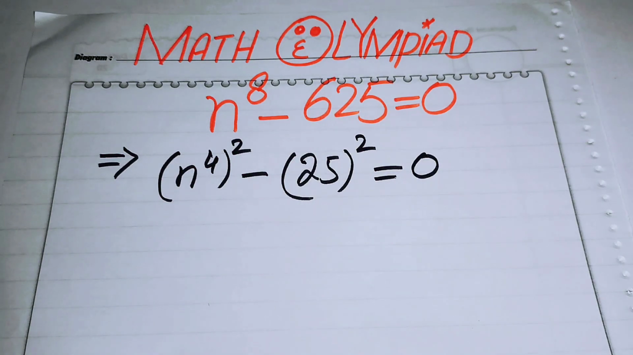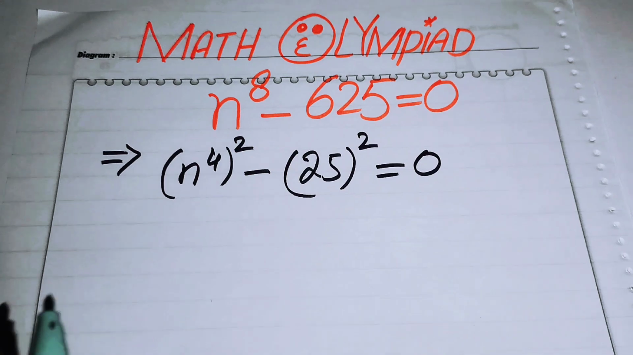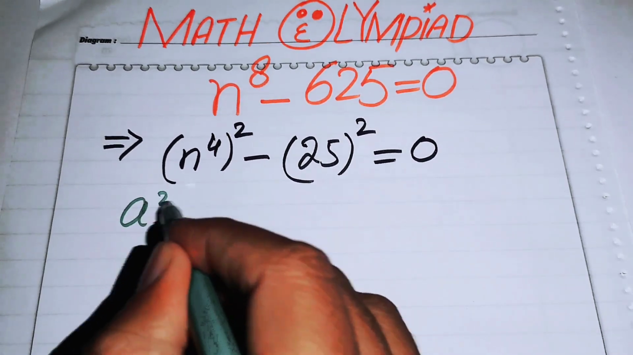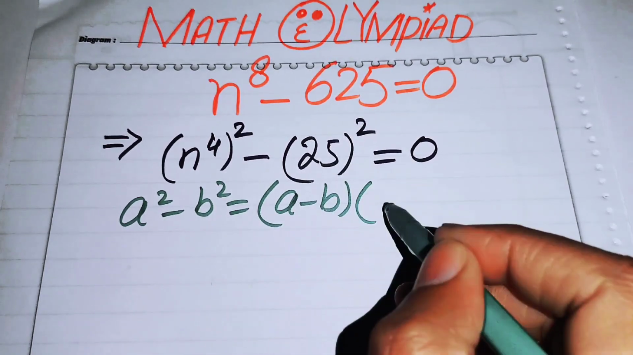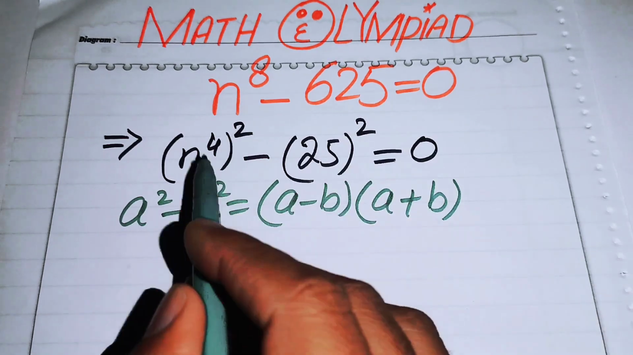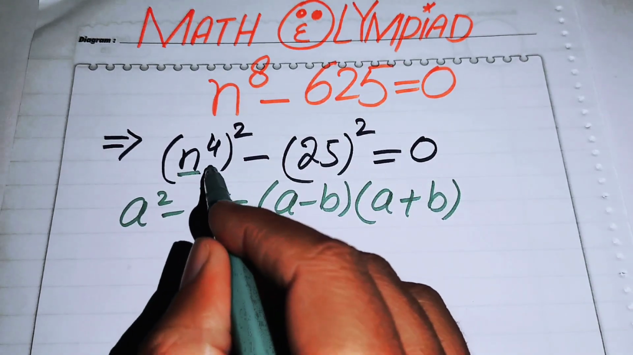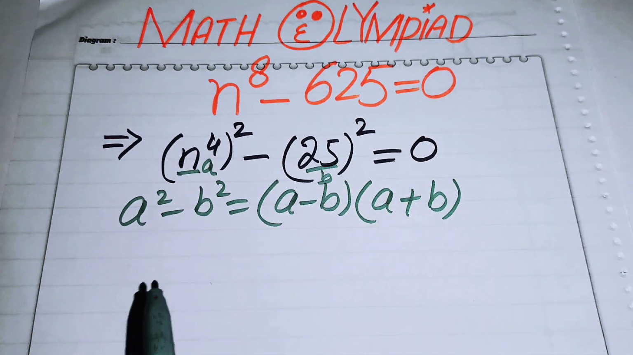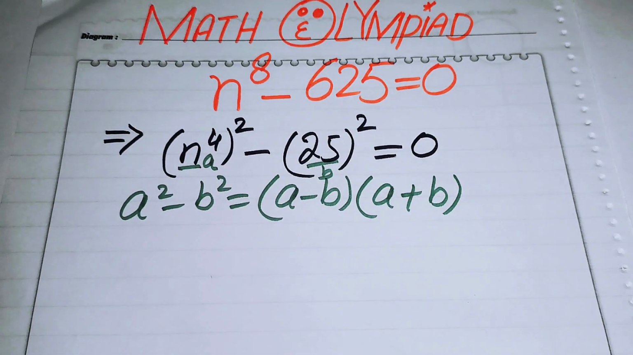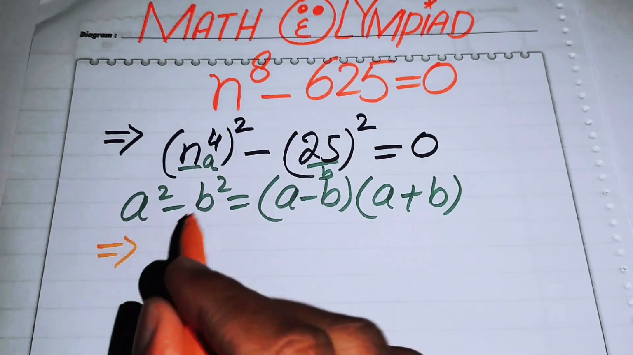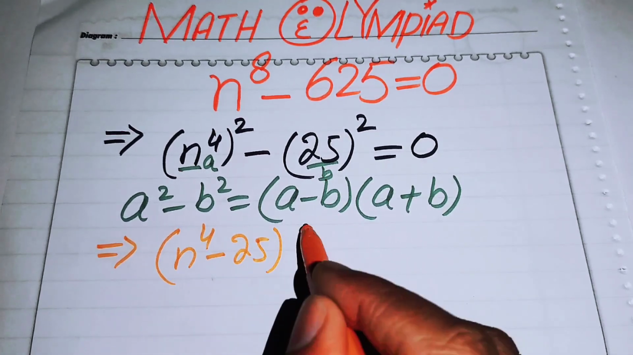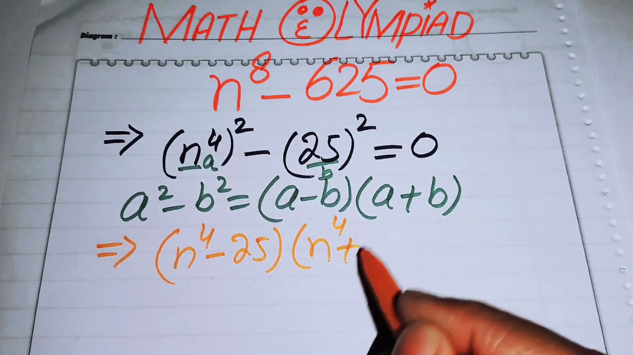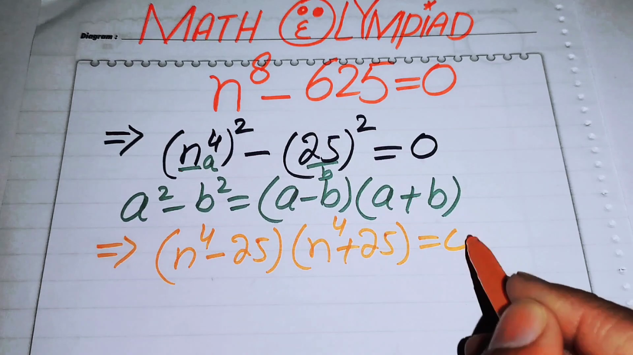In the next step we will use the nice square identity, and you know about this identity: if we have a squared minus b squared, it equals a minus b times a plus b. If you focus on this equation, this is the value of a and this is the value of b. So we put these two values in the formula, and we get n to the power of 4 minus 25 times n to the power of 4 plus 25 equals 0.